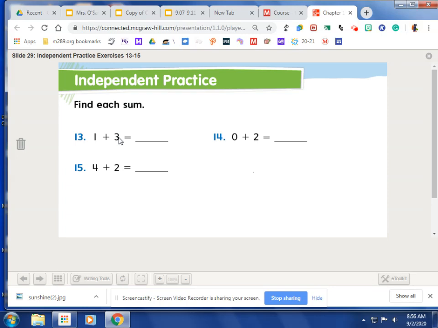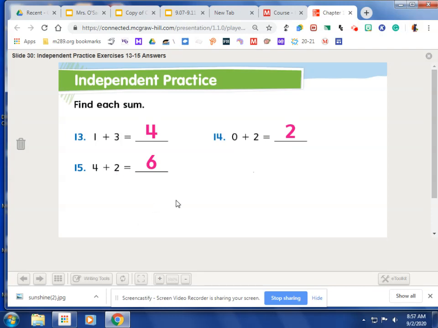All right. Find each sum. Pause the screen when you're finished doing your math problems. Come back and I will have the answers for you. Okay, boys and girls, we're back and you should have answers for problem 13, 14, and 15. I will show you the screen. 1 plus 3 equals 4. 0 plus 2 equals 2. And 4 plus 2 equals 6.